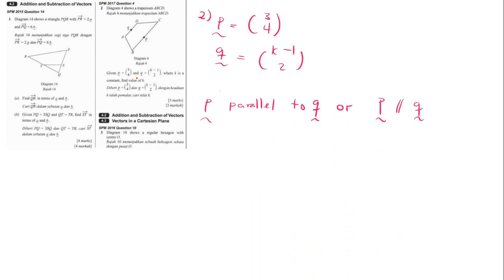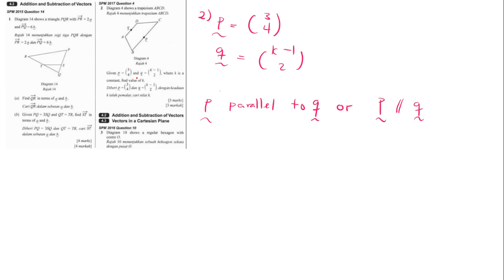So question 2, diagram 4 shows the trapezium ABCD. Given vector P is in the matrix form (3, 4), and vector Q is in the matrix form (K minus 1, 2), where K is a constant. So find the value of K. First of all, list out all the information given. So this is our information given.